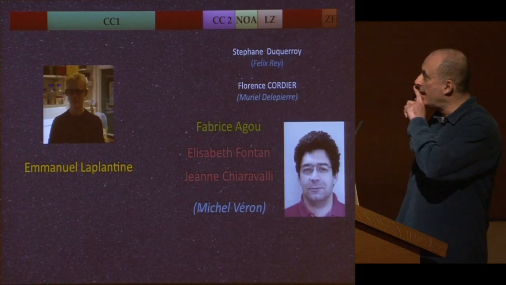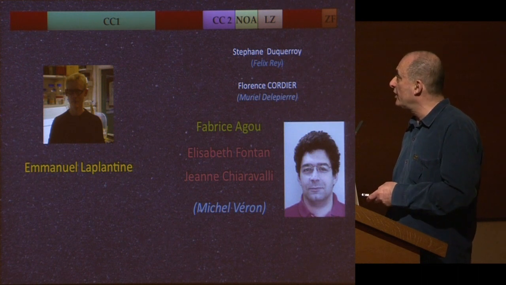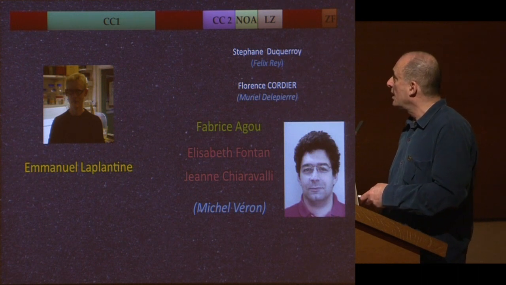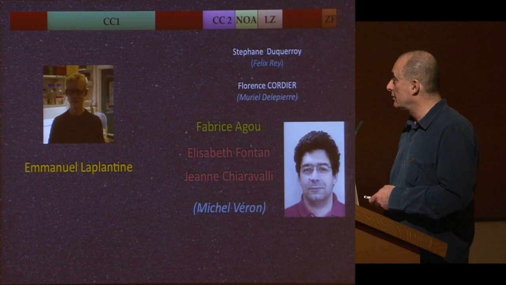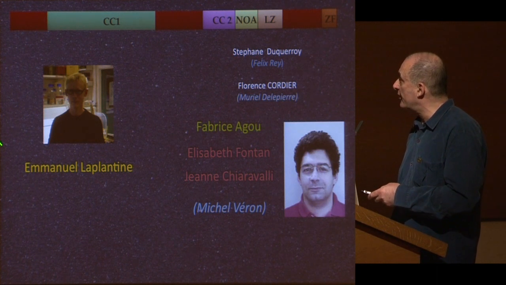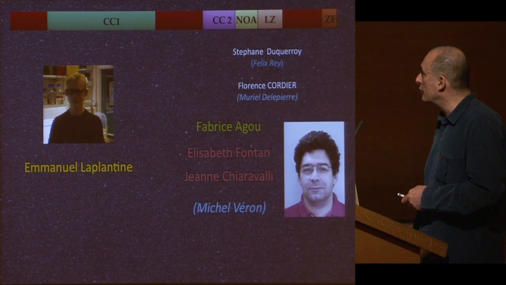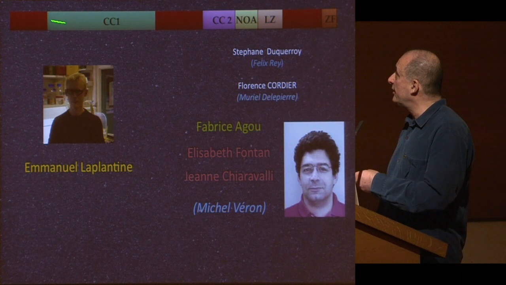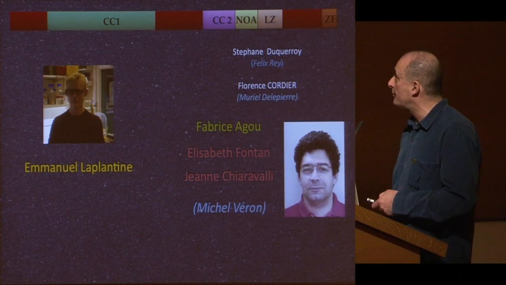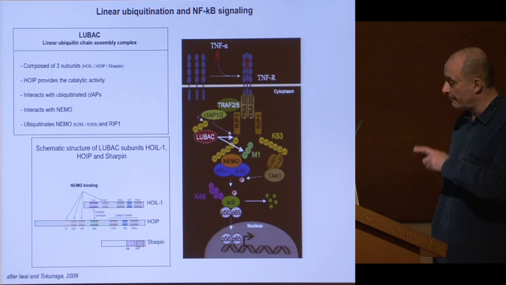So before I switch to the last pathology related to linear ubiquitination, I need to first introduce linear ubiquitination to you, and then present the results of a work that's been done in the lab in collaboration with Fabrice Agou in Michel Véron's lab regarding the ability of NEMO to bind different types of polyubiquitin chains. So what is linear ubiquitin?